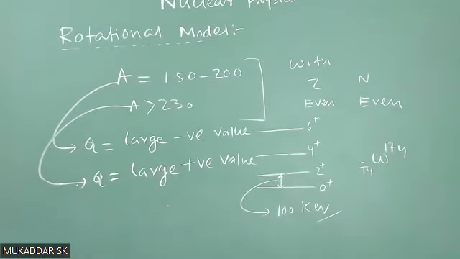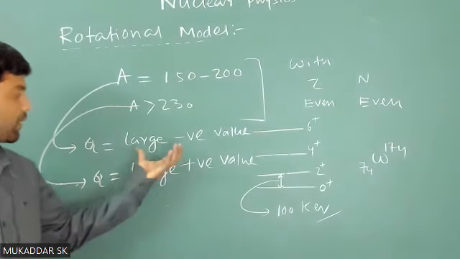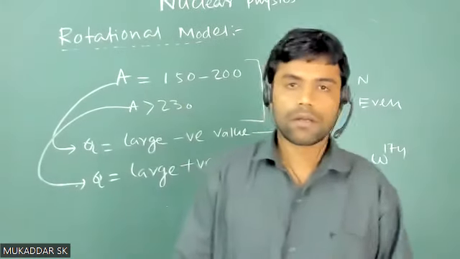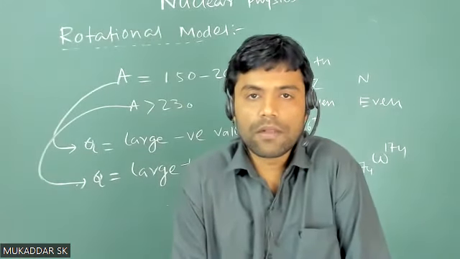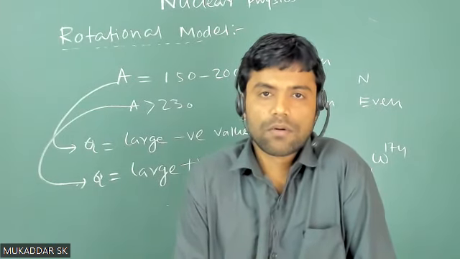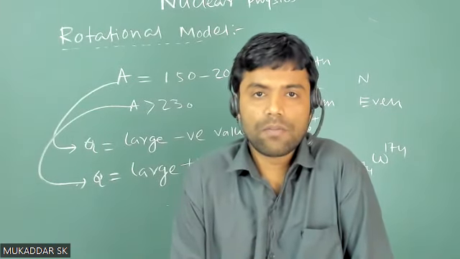Can anyone tell me what is the meaning of this? Large negative value and a large positive value. It means their shape is not actually spherical. Right? For a spherical shape, what should the quadrupole moment be? For spherical shape, quadrupole moment will be 0, right?